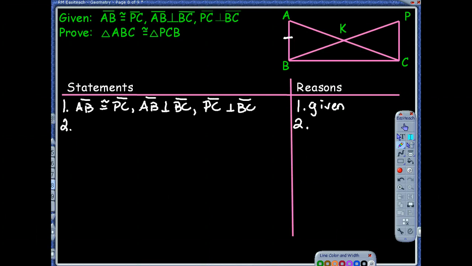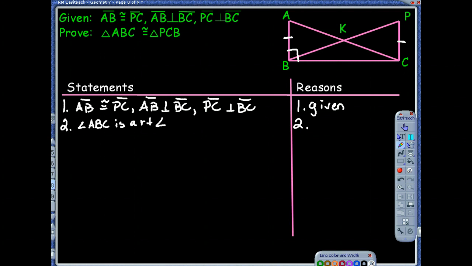Tell you what, let's go ahead and start with that. All right, so let me label that. AB and BC are perpendicular. So if those are perpendicular, that means that angle ABC is a right angle. I'm going to label that, and I'm going to write it down.